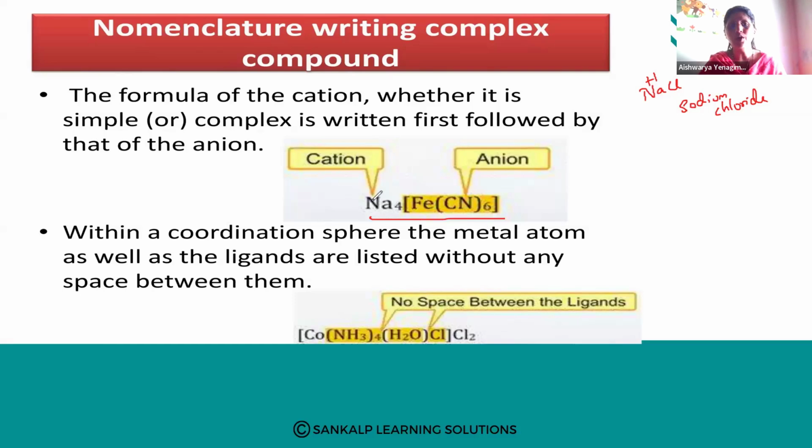In complexes, what do we do? We write the name of the cation first, and then we write the name of the anion. Within the coordination sphere, the metal atom as well as the ligands are listed without any space between them. So when you are writing the names within the coordination sphere, the metal atom as well as the ligands are to be listed without any space. There shouldn't be any space.